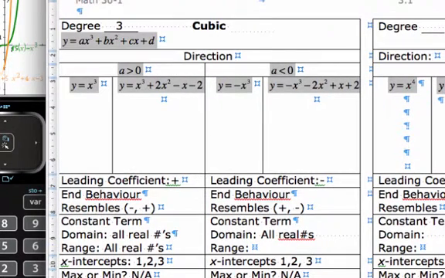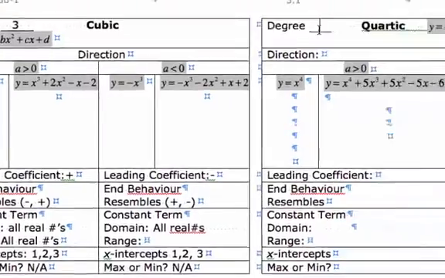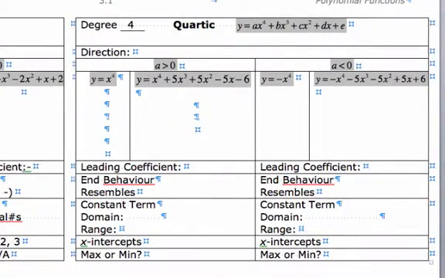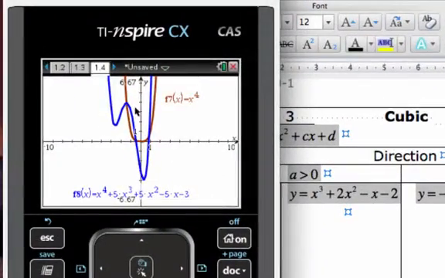So when we go on to quartic, a quartic is a degree of 4. I can show you here on my calculator what they can look like. The most basic is y is equal to x to the 4th. You can graph it on your own calculator. It looks kind of like a parabola, but it's flattened out on the bottom. This is the red one here.